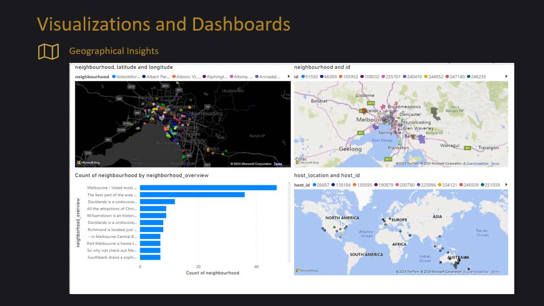Visualizations and dashboards. The first is geographical insights of neighborhoods and popular host locations. Here I am visualizing the distribution of listings on a map. I use the filled map and normal map to identify the popular neighborhoods, and I also explore the geographic concentration of listings and host locations.